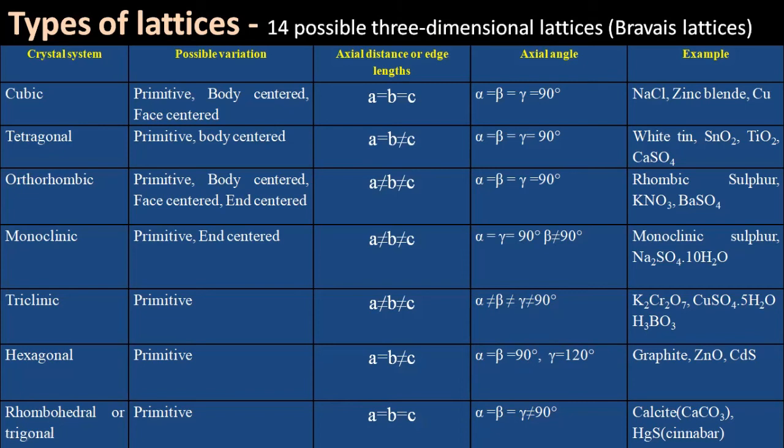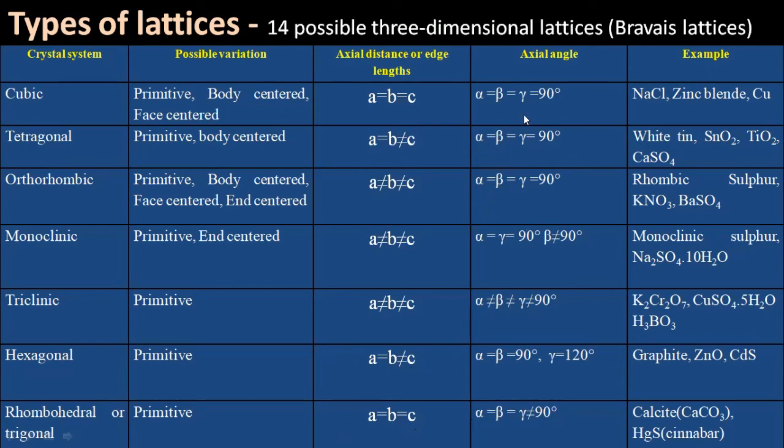So I hope you all have understood. So in cubic crystal structure, in the first one, A equal to B equal to C. Last one also, A equal to B equal to C. First one, alpha equal to beta equal to gamma equal to 90 degrees. Last one, alpha equal to beta equal to gamma, but not equal to 90 degrees. Okay, and then in tetragonal, the second one, A equal to B, but not equal to C. Last but one also, A equal to B, but not equal to C.